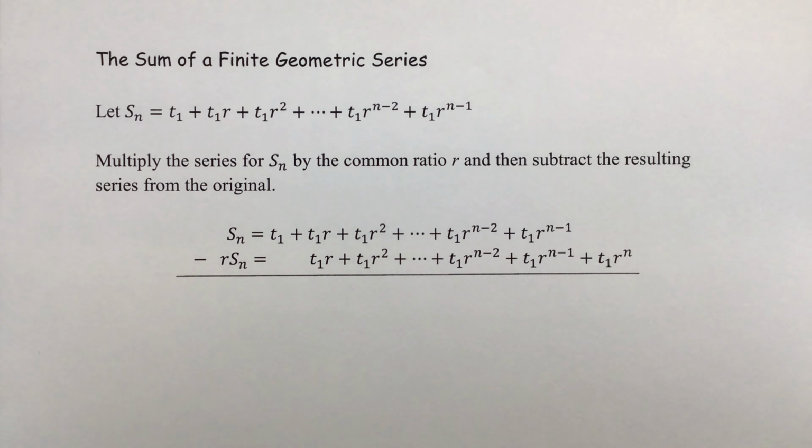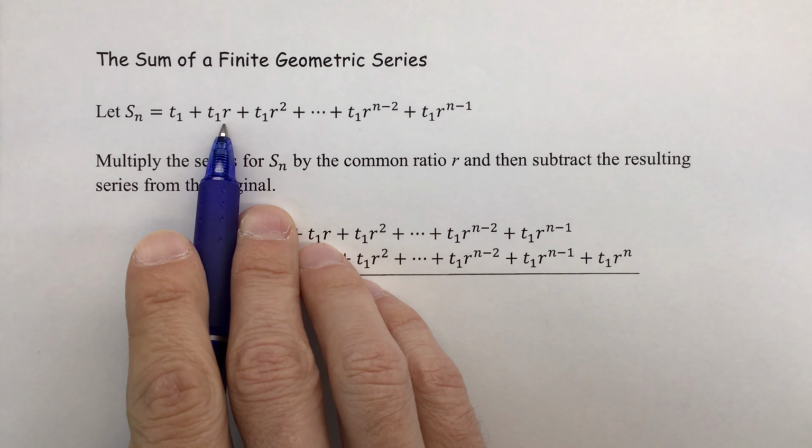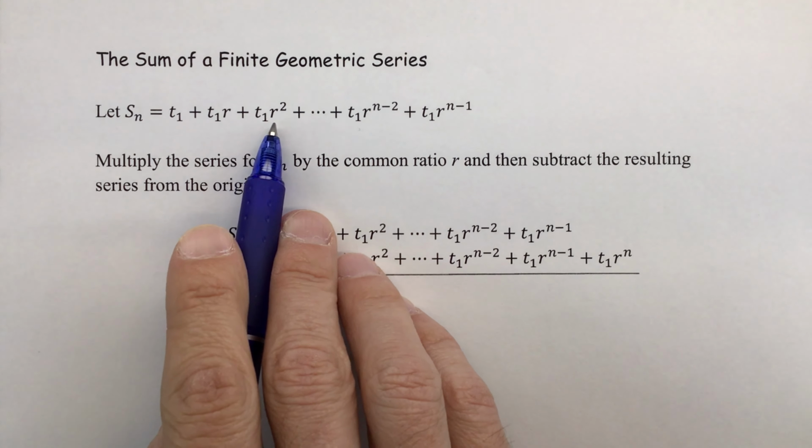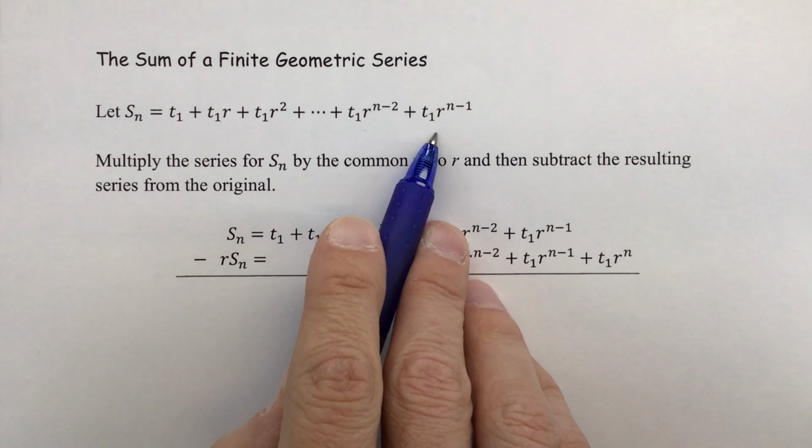In this case, we call it r. So your second term here is t1 times r. Your third term is going to be t1 times r squared because you're going to be multiplying by another r. And then so on, all the way towards the end.